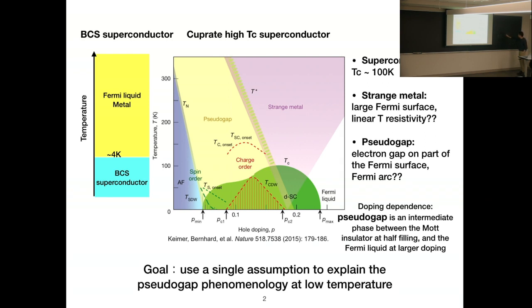And the other part of the Fermi surface is still gapless. And there's no closed Fermi surface. And that's the biggest puzzle, and it's contradicting any conventional theory.